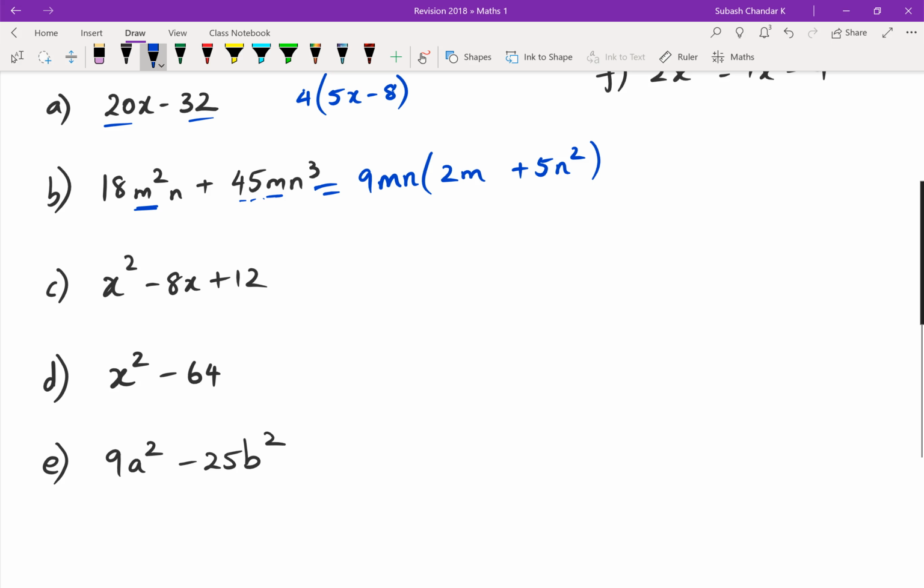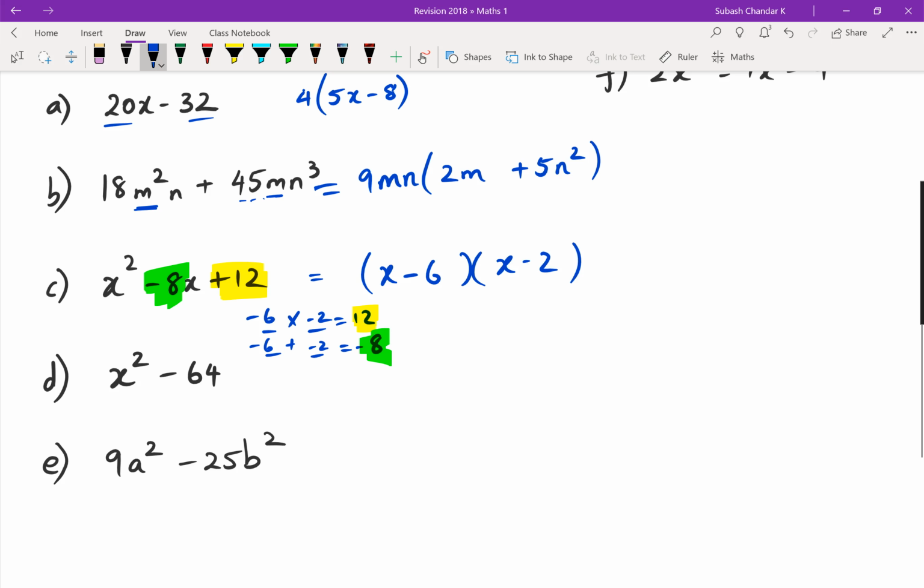Okay, 2c, we have a quadratic. Because it's a quadratic, it's going to have 2 brackets. Basically, what we're looking for is 2 numbers that multiply to 12 and add up to minus 8. So in this case, it's going to be negative 6 and negative 2, because when you multiply it, you get 12. But when you add them together, you end up with negative 8. So the 2 factors are x minus 6, x minus 2.